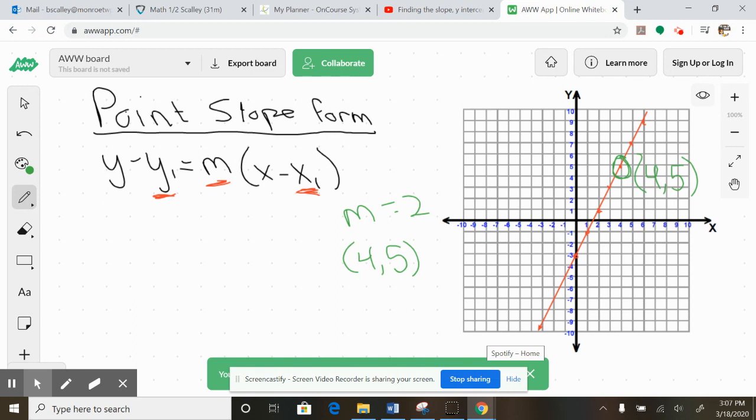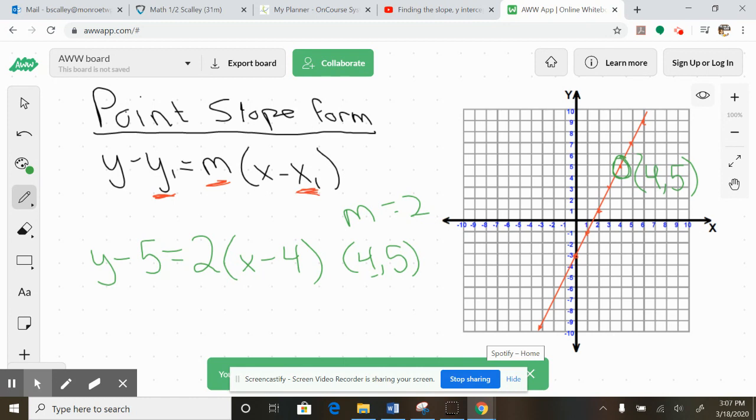Now, y minus y1 would be y minus 5. M would be this 2. And then x minus x1 would be x minus 4. Now that's point slope form right there.